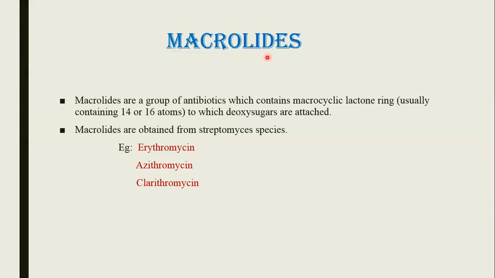Today's topic is macrolides. Macrolides are also under antibiotics. Macrolides are a group of antibiotics which contain a macrocyclic lactone ring. The lactone ring usually contains 14 to 16 carbon atoms to which deoxy sugars are also attached. These macrolides are obtained from Streptomyces species. Examples of macrolides under antibiotics are erythromycin, azithromycin, clarithromycin.